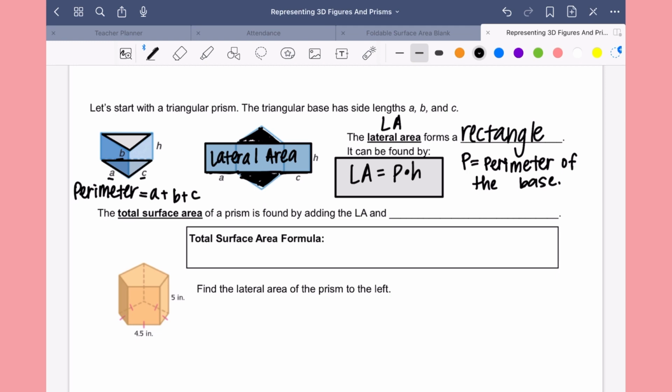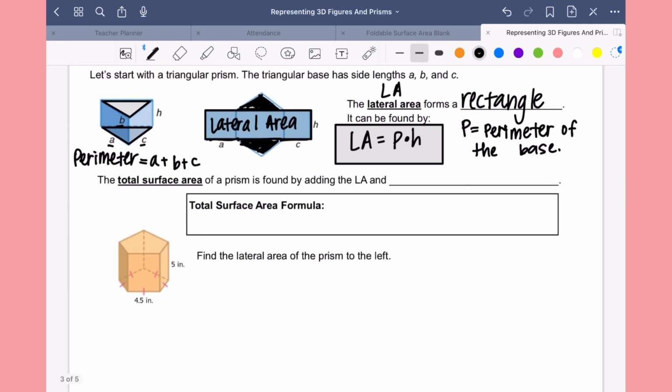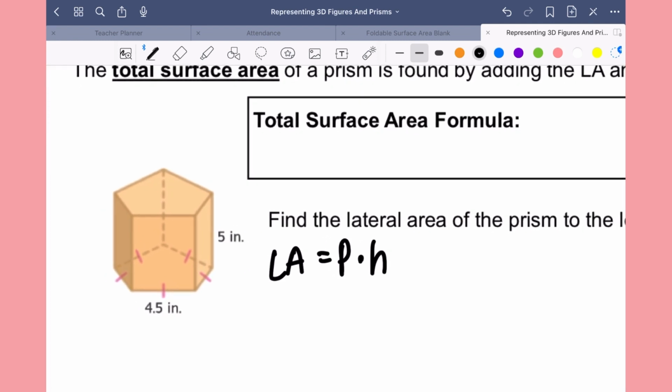That's the lateral area. So if we use that formula for the prism right down here, find the lateral area of the prism to the left, then this is the formula, lateral area equals perimeter times height of the base, okay? The perimeter of the base. So I have this base right here, and it's a pentagon, right? It has 5 sides. And you see these little dashes? Do y'all remember what the dashes mean? You should. It means that those are all equal sides. So each side of this pentagon here at the bottom is 4.5.